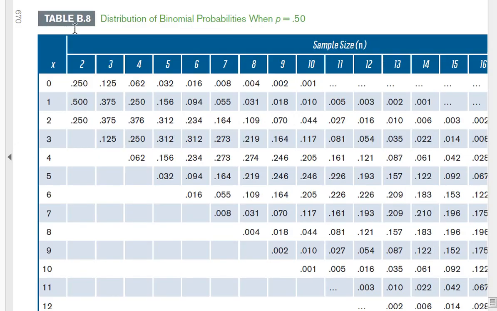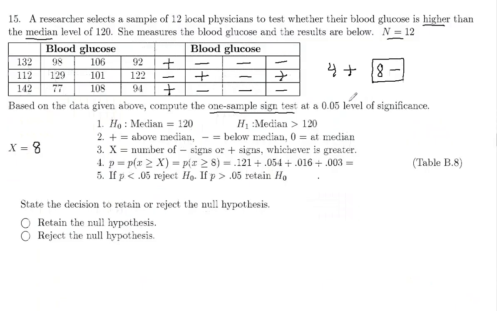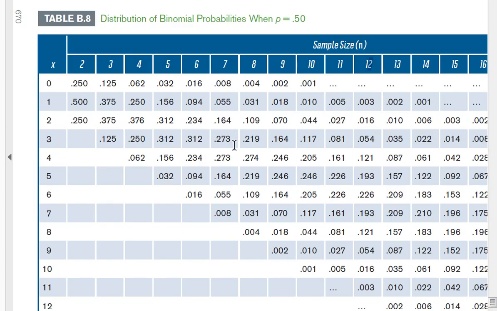Here's that table. It's table B8 and it's on page 670. You have to rotate the view to really see what's going on. First, you locate your sample size n across the top. Ours is 12 right here. And then we're finding the probability that x is greater than or equal to 8. So that's 8, 9, 10, 11, and 12. Here's our sample size, 12. And the probability that we have 8 is right here.